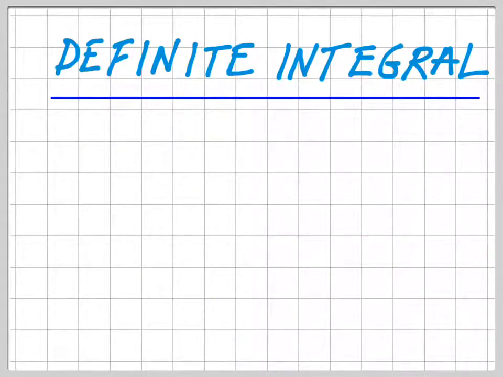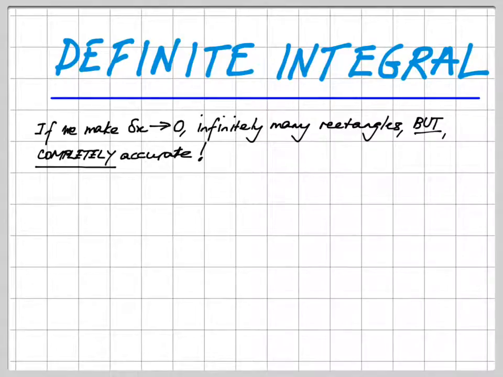And then we talked about the definite integral. Now we're starting to get into the stuff that we want to do today. The definite integral, I said, was the type of situation where we make delta x approaching 0, which means you get infinitely many rectangles but infinitely many calculations, which you don't want, but it's completely accurate, okay? Completely accurate. Fear not, we don't have to do infinitely many calculations, so the rest of your life doesn't need to flash between your eyes.